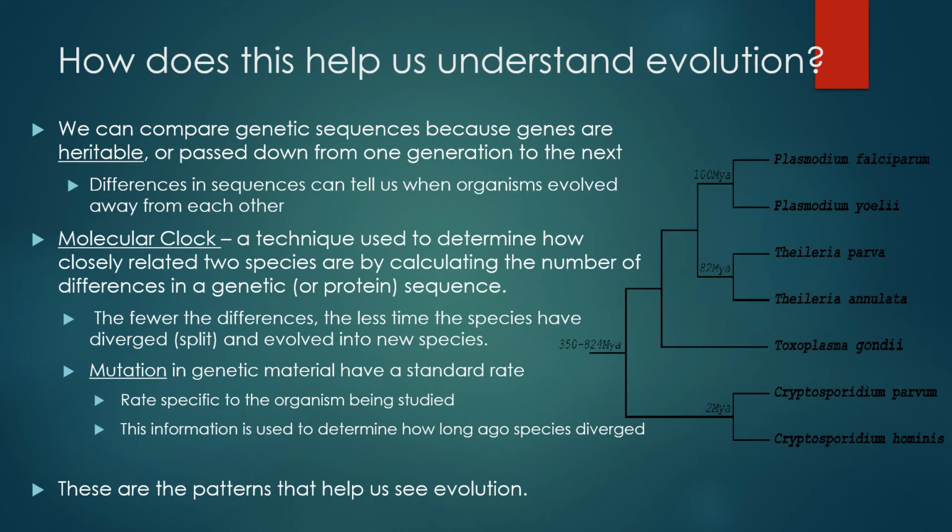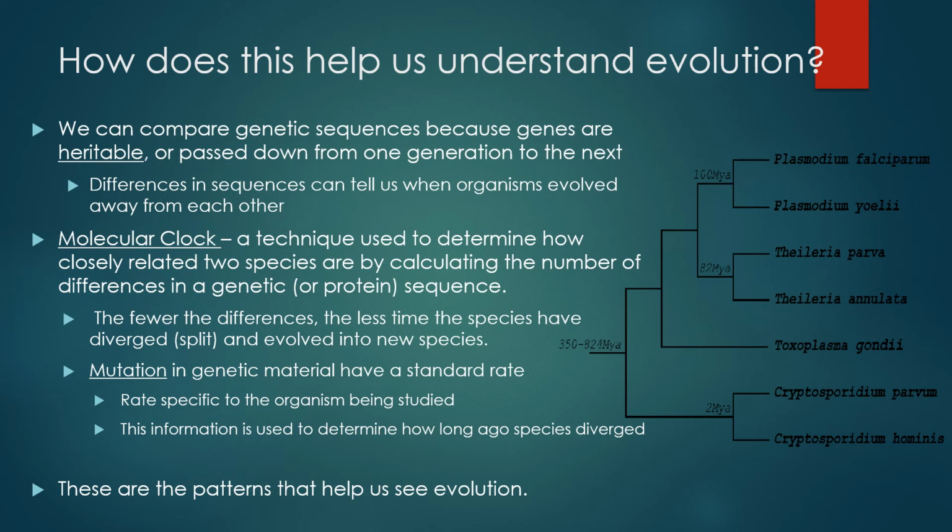That's really the importance here, that rate of mutation. This information is then used to determine how long ago species diverged. And if you take all of this information into consideration, these are the patterns that help us see evolution. If you look over to the right, this again is a graphic display of a phylogenetic tree.